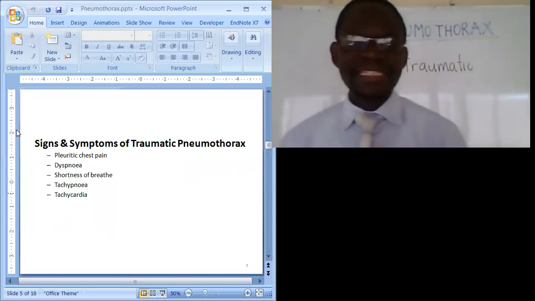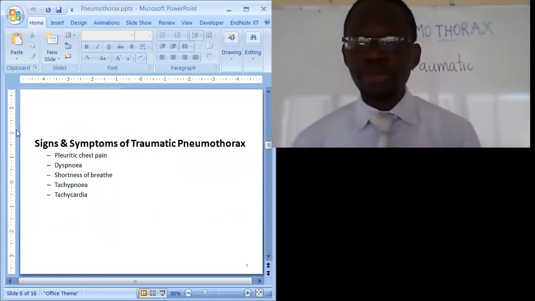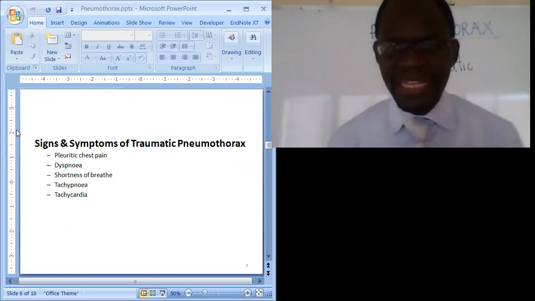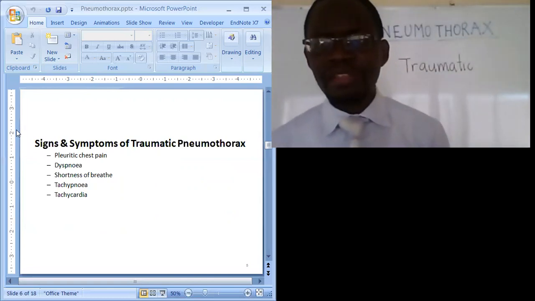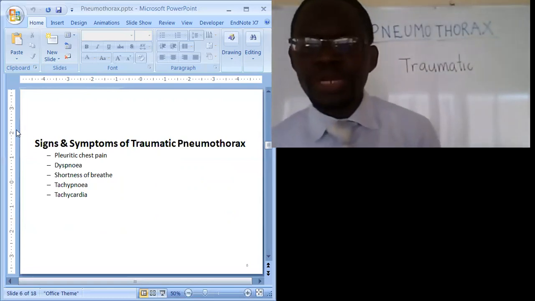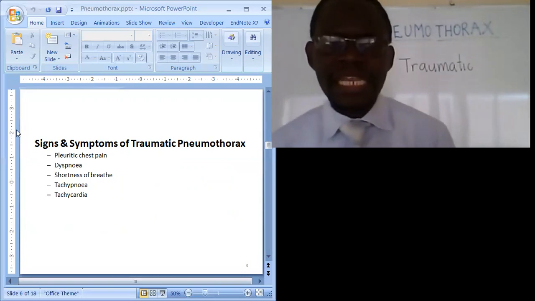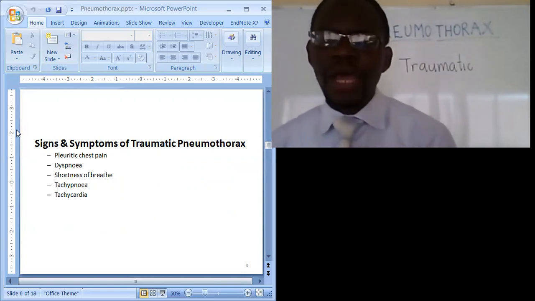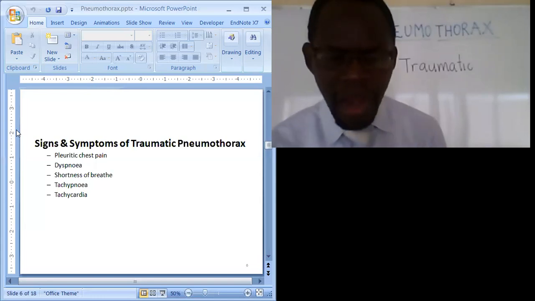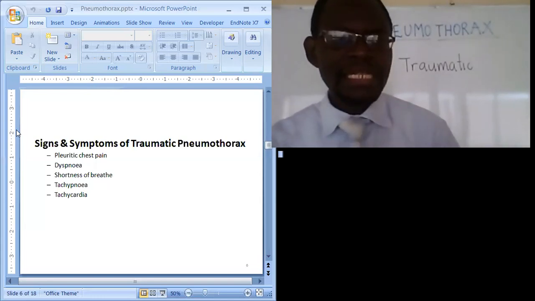Now, what are the signs and symptoms of traumatic pneumothorax? Usually the signs and symptoms present the same: things like pleuritic chest pain, dyspnea, shortness of breath, tachypnea and tachycardia. These are the signs and symptoms of traumatic pneumothorax.